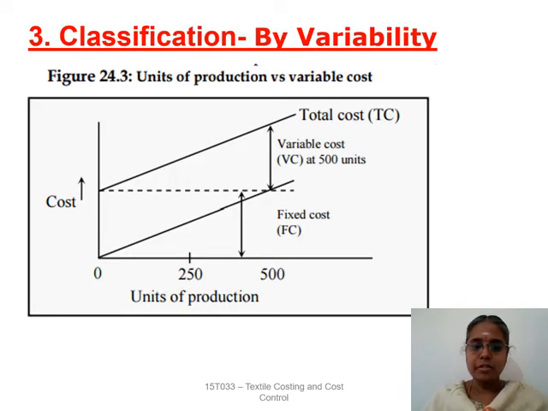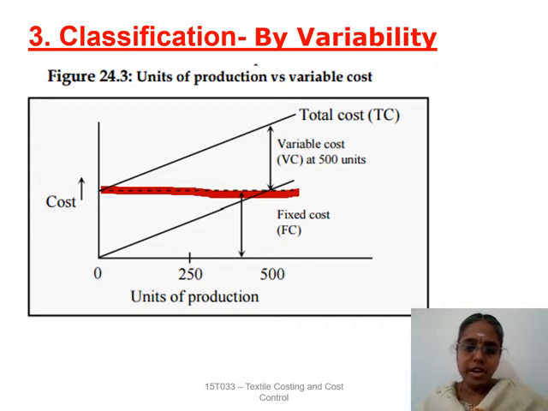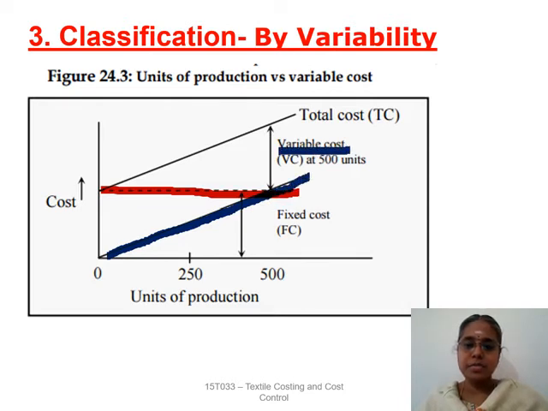So this is your fixed cost. When your cost increases proportionately, then it is variable cost. When it does not change, that is fixed cost. So your total cost will be like this: your total cost is your fixed cost plus your variable cost.